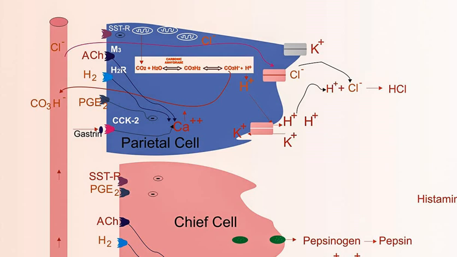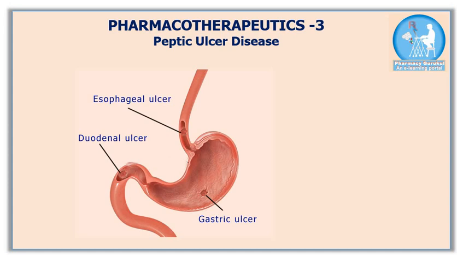Prostaglandins, a type of inflammatory agent, also inhibit gastric juice secretion. Prostaglandin receptors are present on the membrane of the parietal cells as well as the chief cells. Peptic ulcers are basically of three types according to the region they affect. First one is esophageal ulcer, second one is gastric ulcer, and third one is duodenal ulcer.